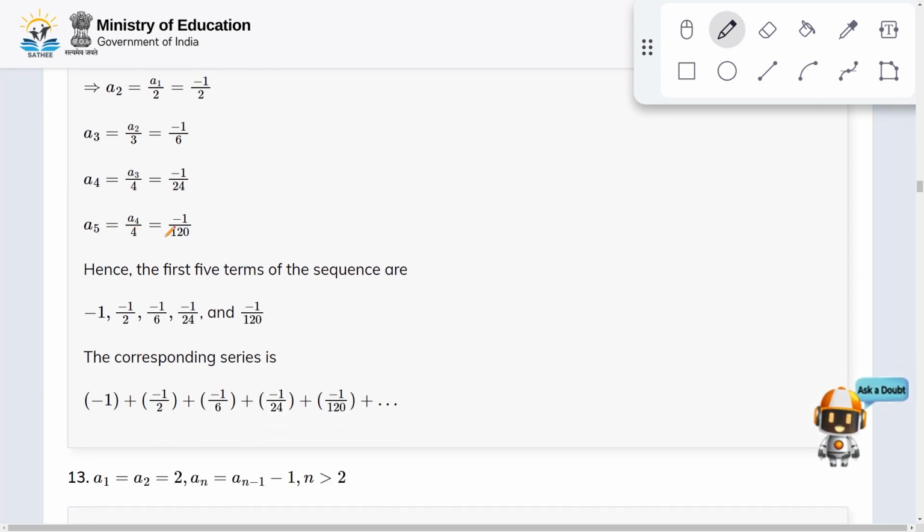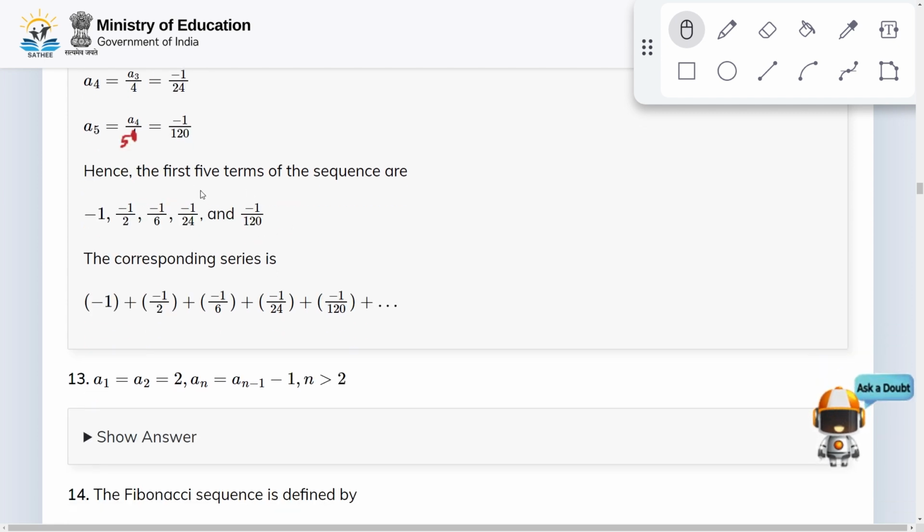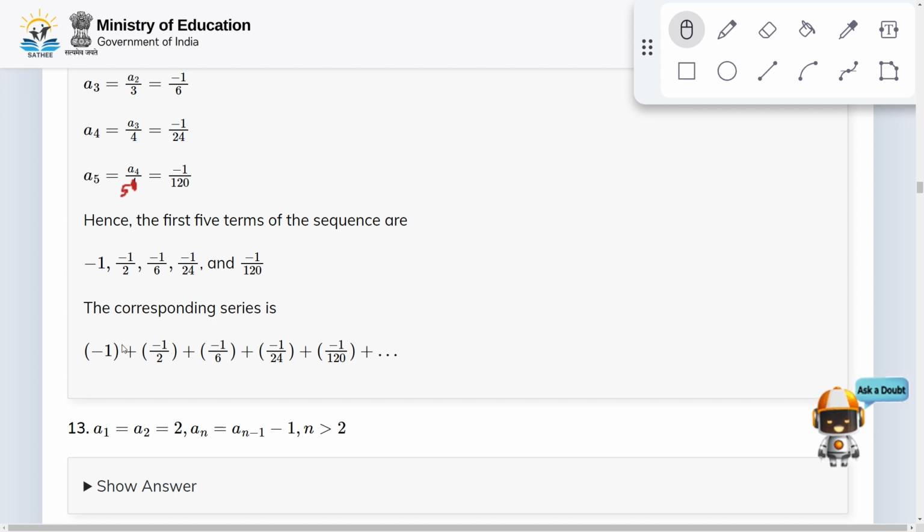A5 will be A4 divided by 5. So here it must be 5. Sorry for that, a little typing error. So A5 will be A4 divided by 5. This means minus 1 by 24, and the denominator 24 is now multiplied by 5, so you will get 120 in the denominator. Hence these will be your first 5 terms, and the corresponding series will be minus 1 plus minus half plus minus 1 by 6 plus minus 1 by 24 plus minus 1 by 120 plus and so on.